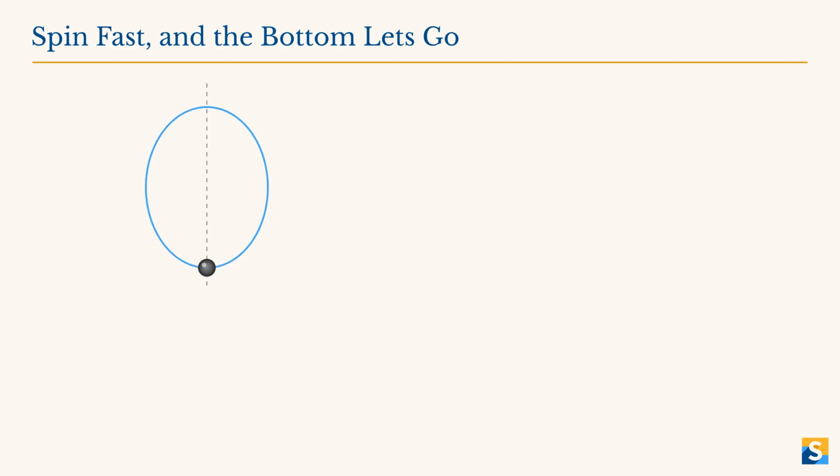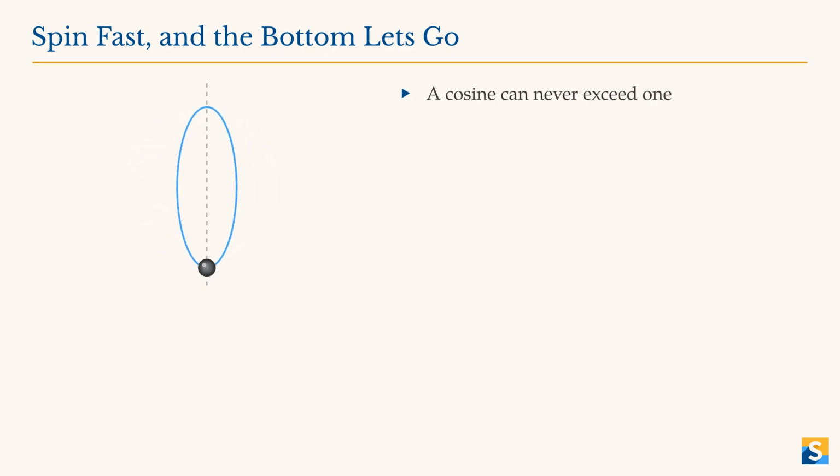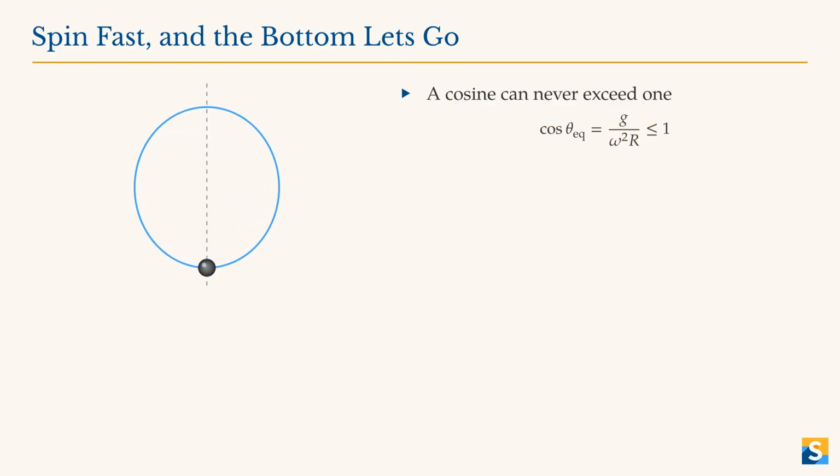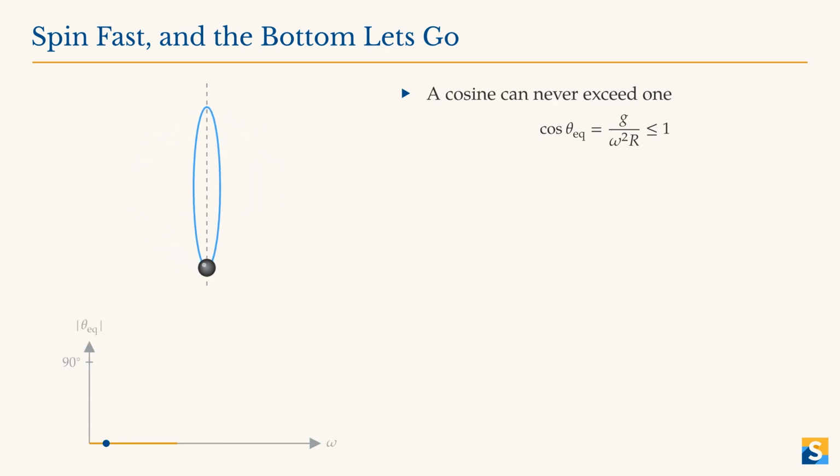A cosine can never exceed 1. Stare at that. The tilted resting place exists only if g over omega squared r stays at or below 1, only if omega squared reaches at least g over r. Spin the hoop too slowly and the equation simply refuses to answer, leaving the bottom as the only resting place. The formula is not broken there. It is telling us the physics changes at a particular spin.